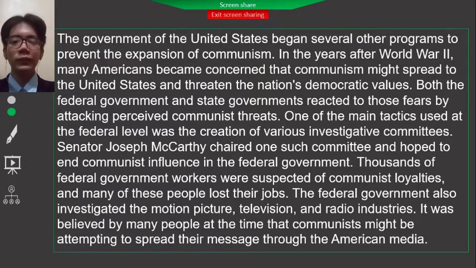The federal government also investigated the motion picture, television, and radio industries. It was believed by many people at the time that communists might be attempting to spread their message through the American media.